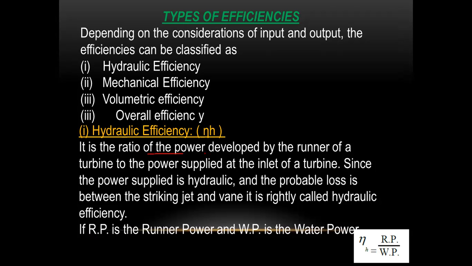It is the ratio of power developed by the runner of the turbine to the power supplied to the inlet of the turbine. Since the power is supplied by the water, the loss between the striking jet and the vane is called the hydraulic efficiency. Hydraulic efficiency is equal to runner power by water power. These efficiencies are useful for doing the problems.